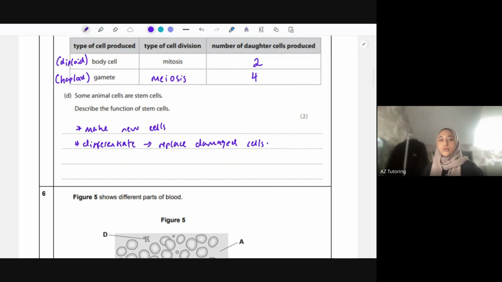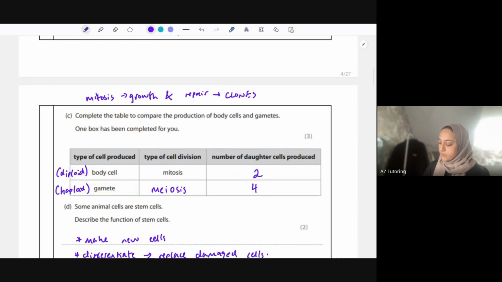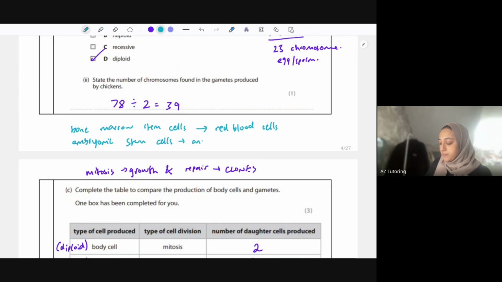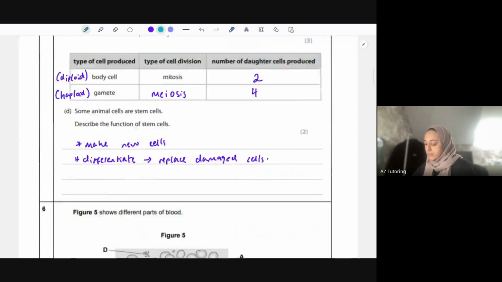Also, another thing with the bone marrow stem cells, which I'll just keep a note of over here. The bone marrow stem cells can't be differentiated into any cell. They can only differentiate into red blood cells. Whereas the embryonic stem cells can differentiate into anything. But then there's that ethical concern of using an embryo to develop anything that you want.